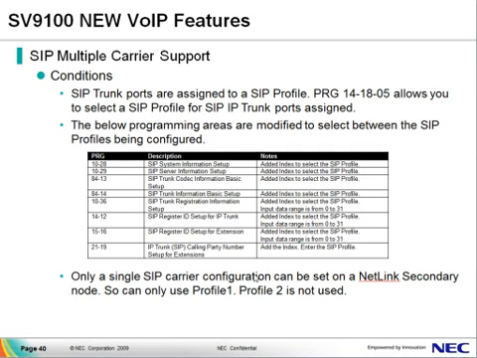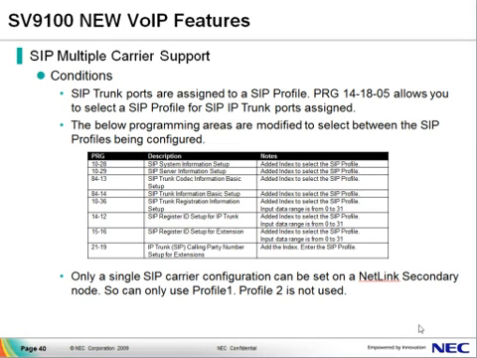The below programming areas are modified to select between the SIP profiles being configured. Programming area 1028 for SIP system information setup, 1029 for the SIP server information setup, 8413 for the SIP trunk codec information basic setup, 8414 for SIP trunk information basic setup, 1036 for the SIP trunk registration information setup, 1412 for SIP register ID setup for IP trunk, 1516 for SIP register ID setup for extension, and 2119 for the IP trunk calling party number setup for extensions will all allow you to select between either SIP profile 1 or SIP profile 2 from now on.